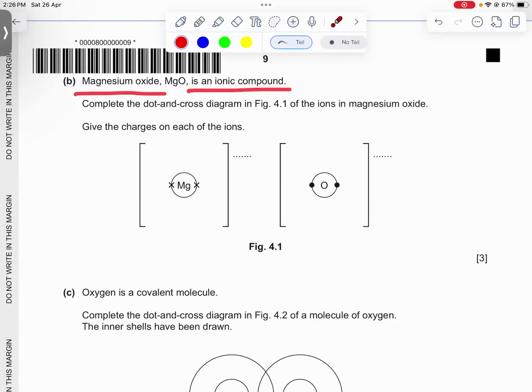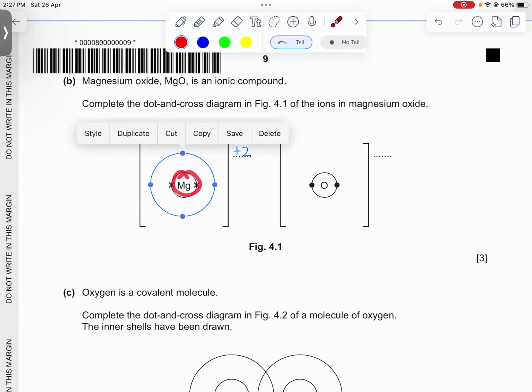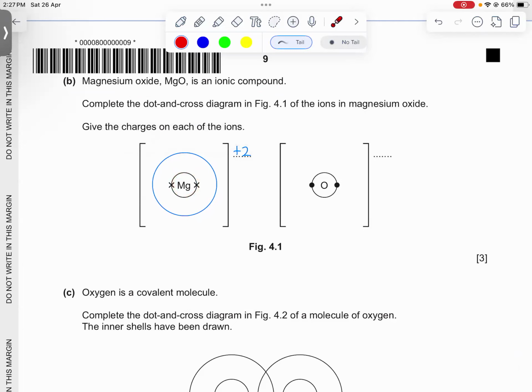Magnesium oxide MgO is an ionic compound. Complete the dot and cross diagram in figure 4.1 of the ions of magnesium oxide. Give charges of each of the ions. So magnesium has a +2 charge after it loses 2 electrons. After it loses 2 electrons, it is only left with two shells, right? One shell is drawn by the Cambridge guys themselves, and one shell is what we had to draw. So we've drawn the other shell.